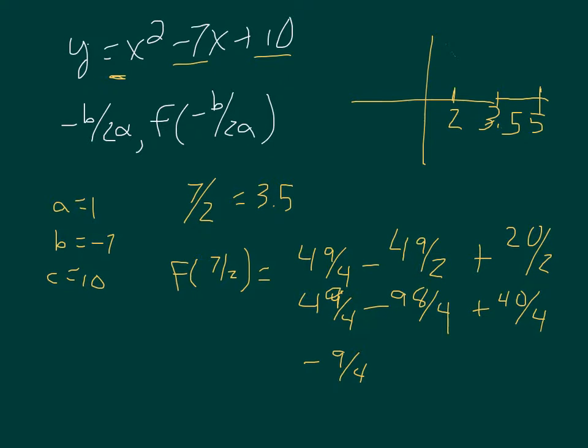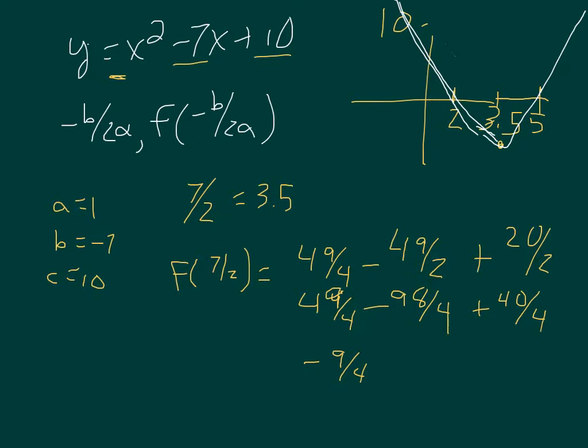Okay. And at 3.5, I'm at negative 2 1/4, so I'm down here somewhere. Okay. And I know it crosses at 10. So my parabola looks like this. Okay. The optimal value in this case is negative 3.5 and 2.